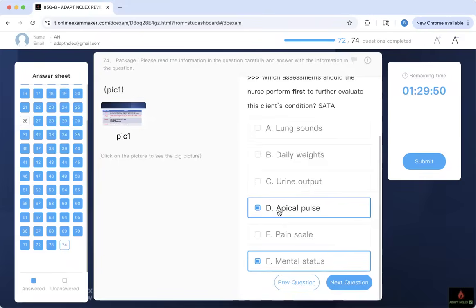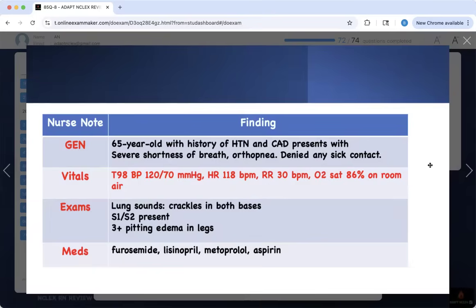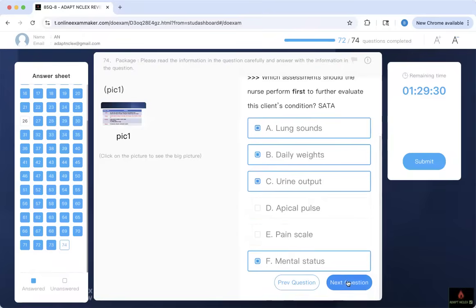Is that so? I don't need it. I've got to check their urine output to know if they are fluid overloaded. Are they getting cardiac output? You need a daily weight. And the lung. I've already given you a pulse. The pulse is 116. Why do you want to check it again?